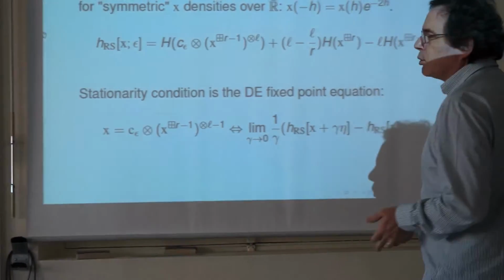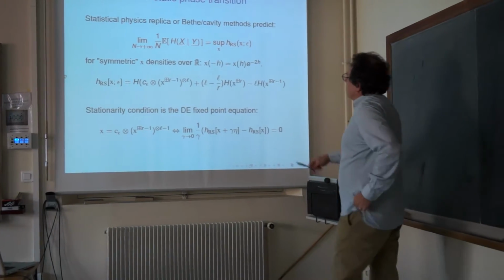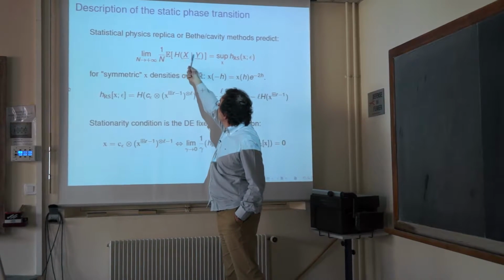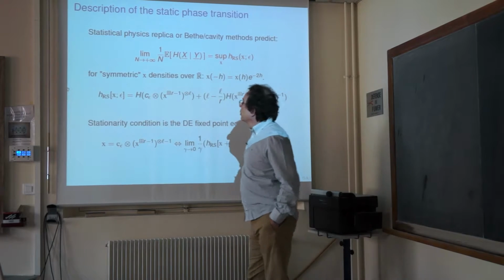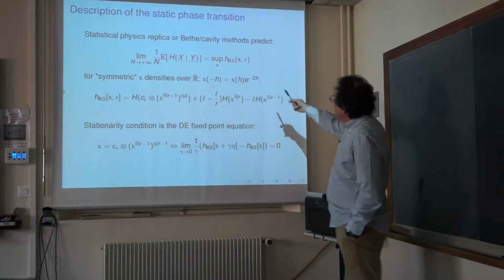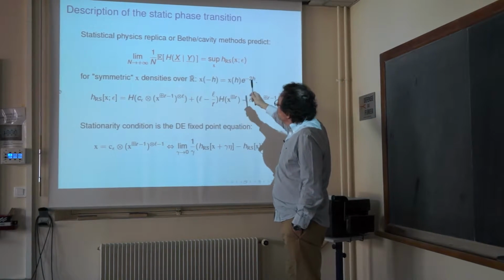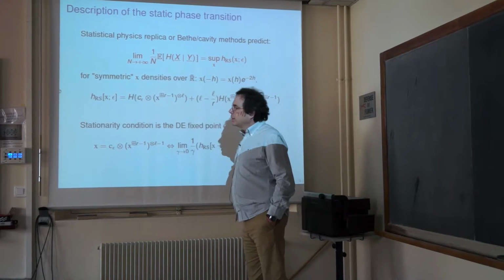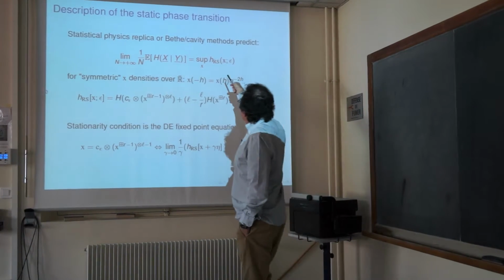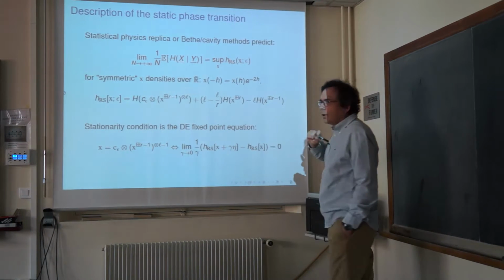Now, I want to describe the static phase transition, and then I'll start comparing the two. So that is the statistical physics prediction for the conditional entropy averaged over the code ensemble. And this is given by the supremum of the so-called replica symmetric functional, supremum over some set of what we call symmetric densities, but these are densities over R. And this functional has an explicit expression, and I wrote it here. You don't have to read it very carefully.